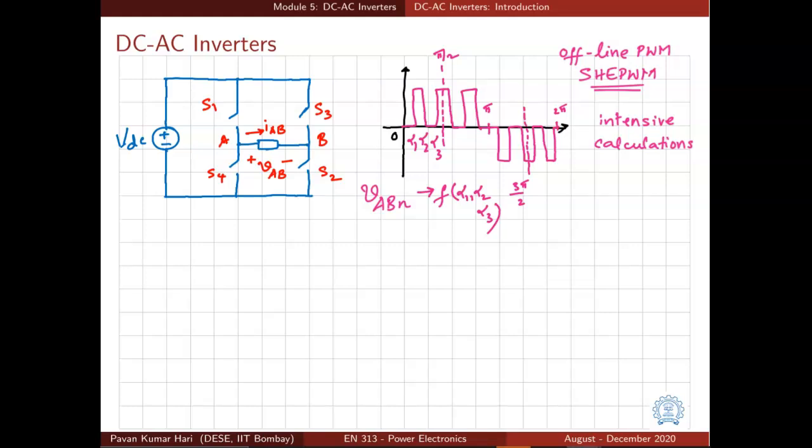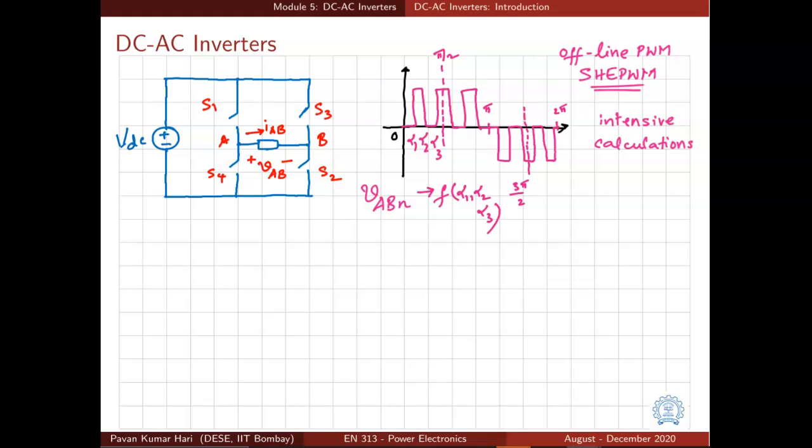We have seen that the combined objective of achieving a required fundamental frequency voltage at the output, and mitigating some unwanted harmonics, can be achieved by appropriately turning on and off the switches S1, S2, S3, S4. These switching instants can be calculated offline by solving a set of nonlinear equations, and each equation corresponds to one particular condition.